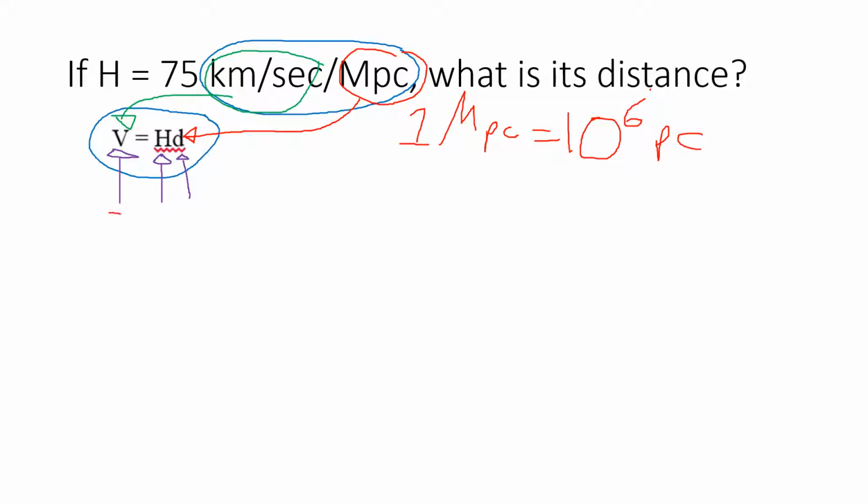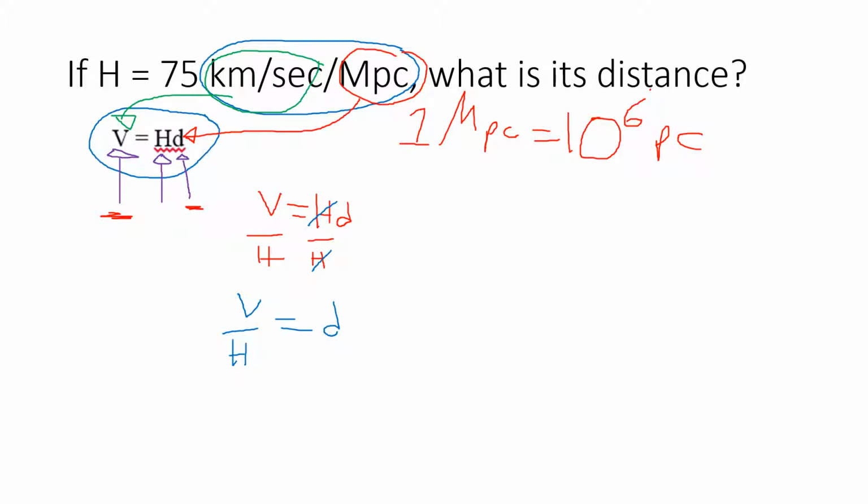We know what v is from what we just did. We're trying to solve for d. So before we plug some numbers in, let's try to rearrange this formula. So we have v equals h times d. We want to get d by itself. So we're going to divide both sides of the equation by h. If we divide both sides of the equation by h, the h cancels on this side, and so we simply have v over h equals d.